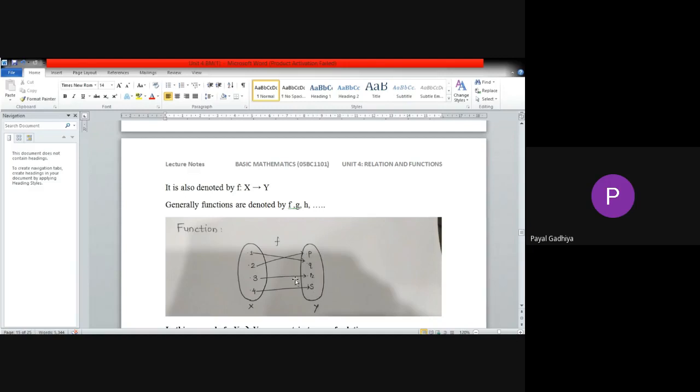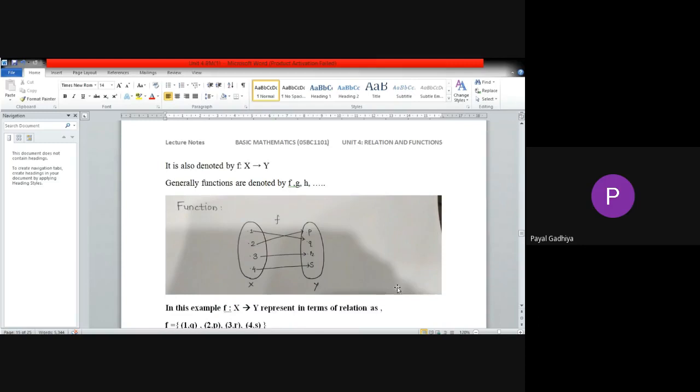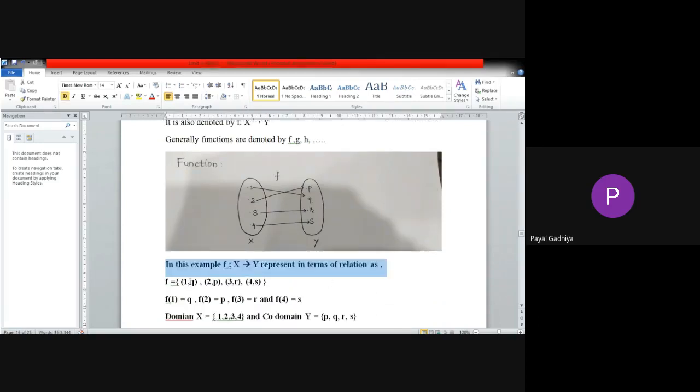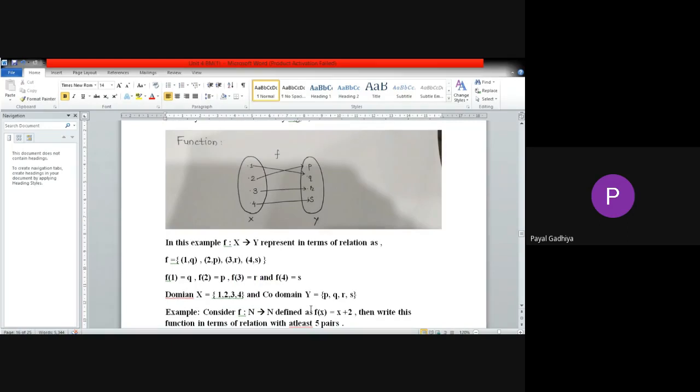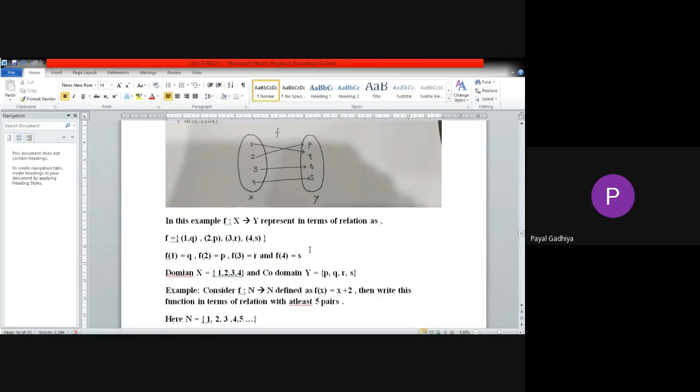So this image of y is called image and this is pre-image, fine. And what I was saying is that this set is range or codomain, and this set is domain, fine. So in this example, f from x to y represents in terms of relation as function 1q, 2p, 3r, 4s. That means f of 1 is q, f of 2 is p, f of 3 is r, f of 4 is s. So I'm applying function on the number and I'm getting some answer. So domain is 1, 2, 3, 4 and codomain is p, q, r, s.